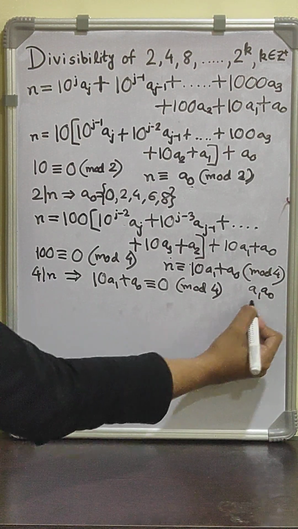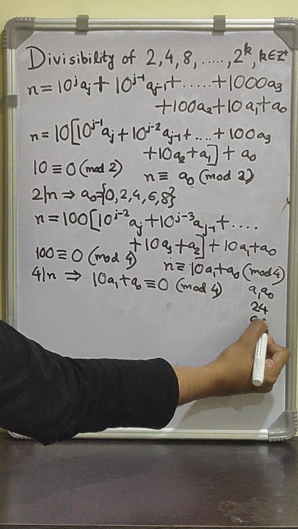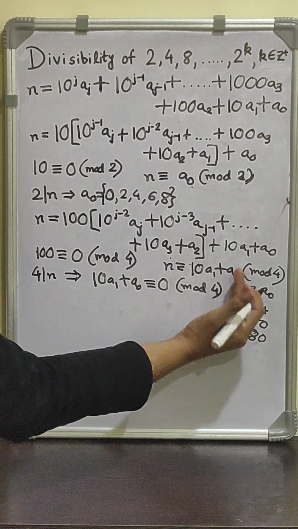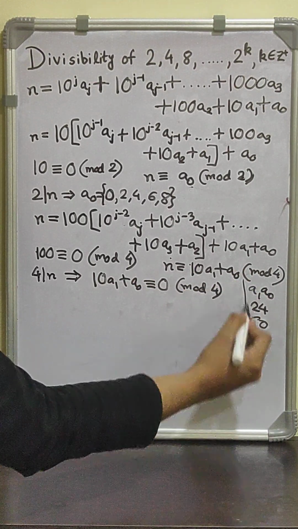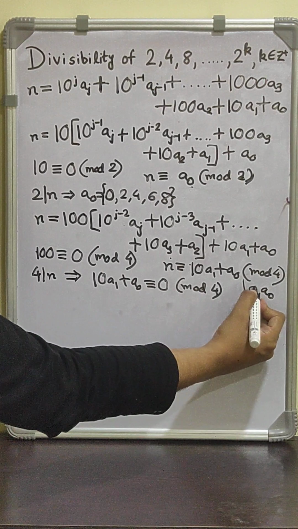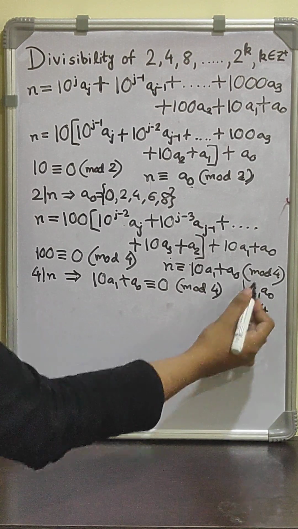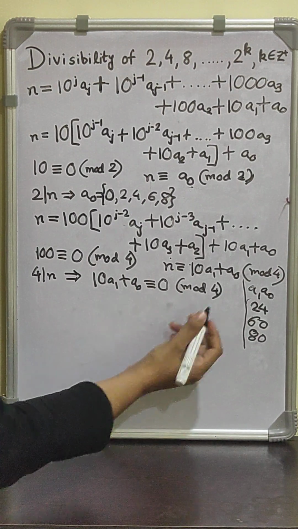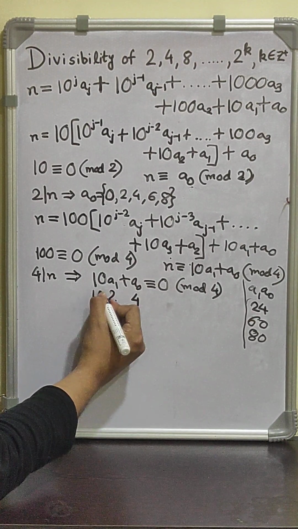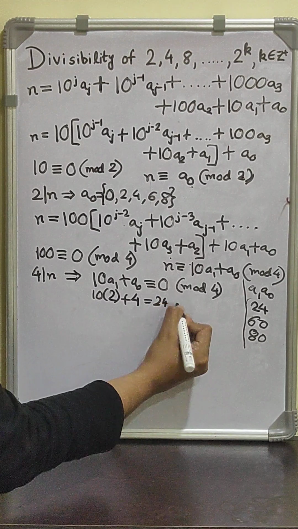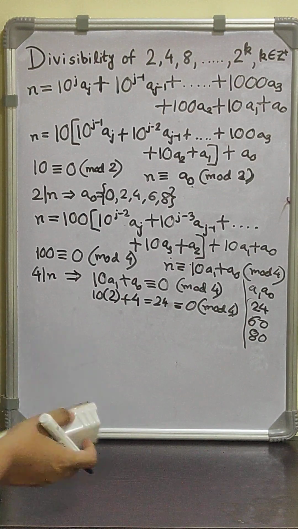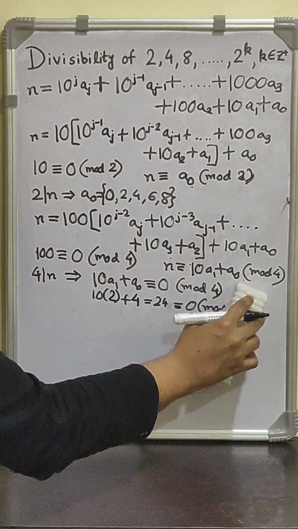So a1 and a0, if it's of the form of something like 24 or 60 or 80, whatever be the other digits, I don't really care. I don't really need to look at how large the number is and what the other digits are. If the last two digits give me a number here, if it's 24, a1 is 2, a0 is 4. This gives us 10 times 2 plus 4 is 24, and it leaves a remainder of 0 mod 4, then it is divisible by 4, and I don't really need to look at anything else.